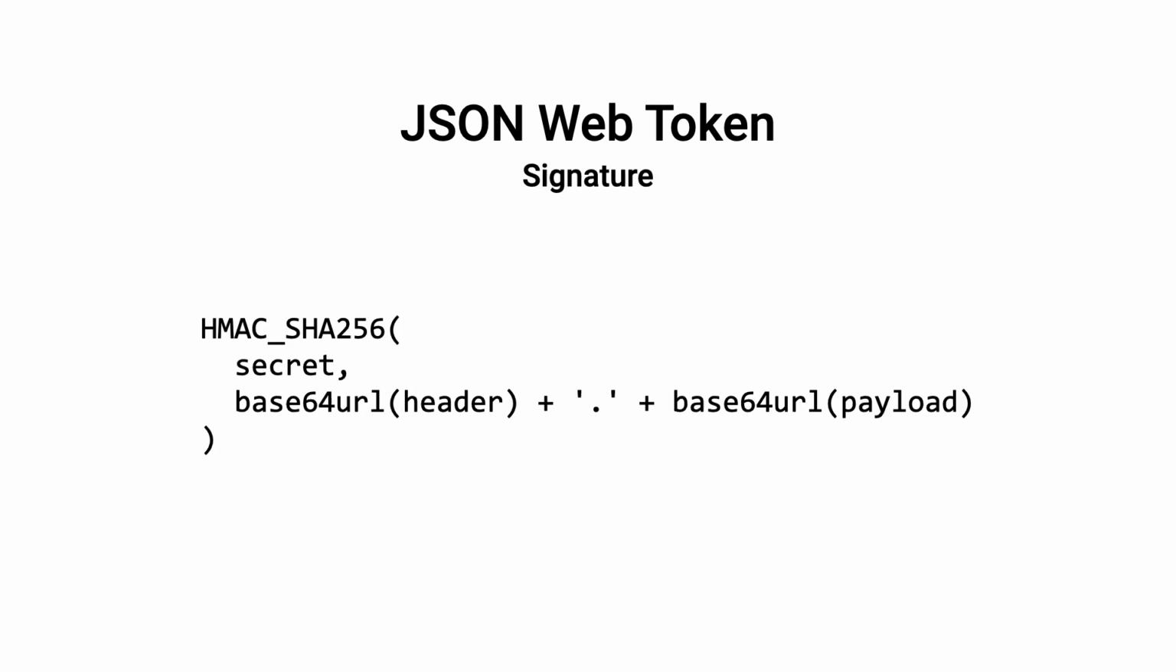Finally, the signature is created by using a combination of the algorithm specified in the header, a secret value, and the dot concatenated value of the encoded header and payload.